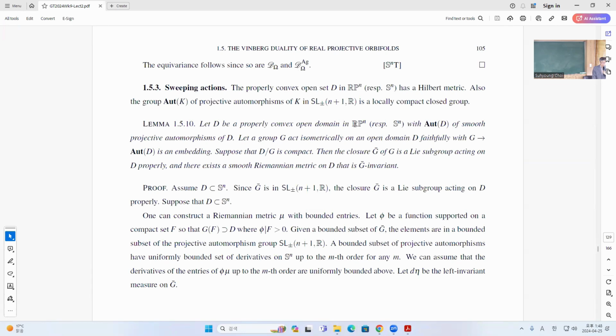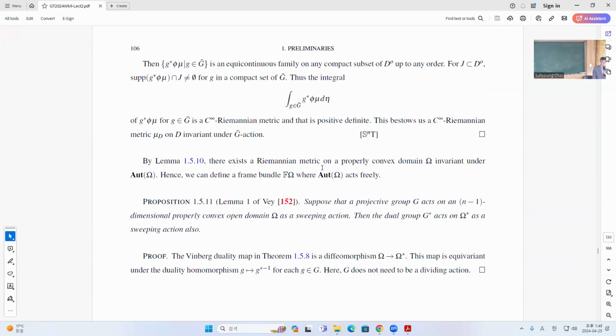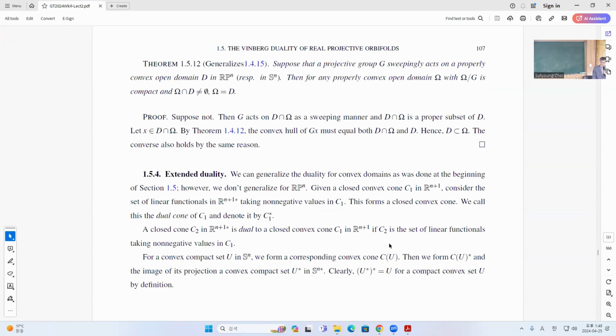And you can also extend this to a sweeping action, where Ω is a properly convex domain and the quotient is compact, and the closure of this X is properly convex, then the Hilbert metric... So this is another thing I need technically later. Vinberg also proved that if you have a sweeping action, then the dual group is also sweeping. So you use a Vinberg diffeomorphism, which extends to this.